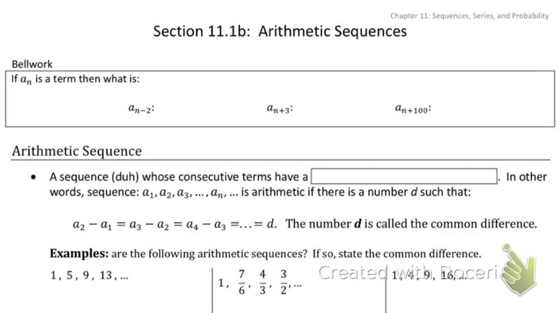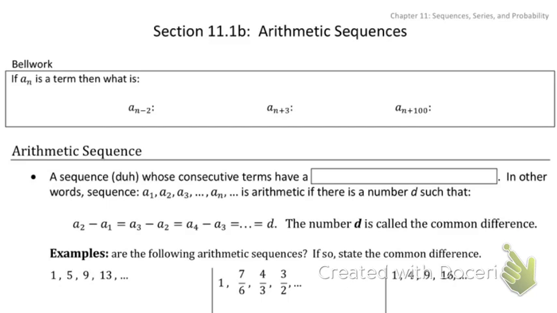What I mean by that, see this a sub n? We're calling this the term I want. This is the term I'm looking at right now. That could be the 5th term, the 8th term, the 100th term. This is just the term I'm looking at. In plain English, I want to know what a sub n minus 2 would be if a sub n is the term I'm looking at.